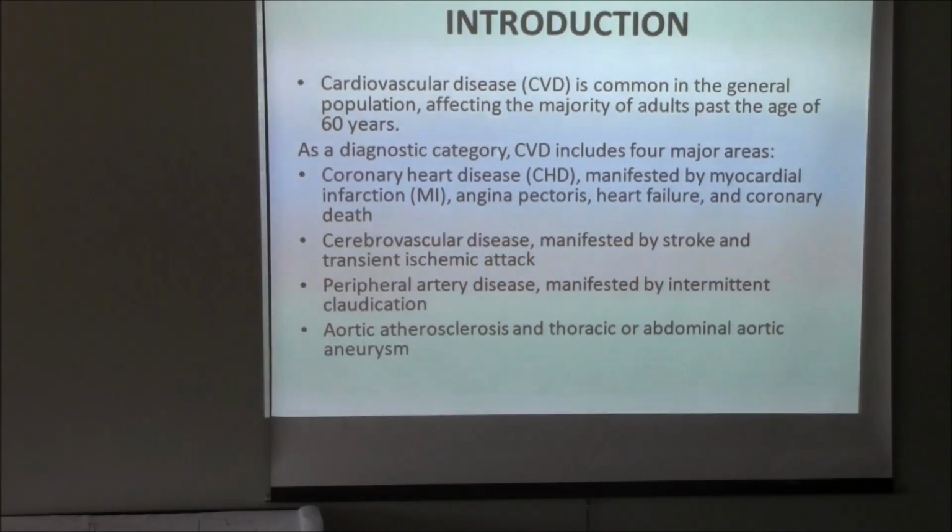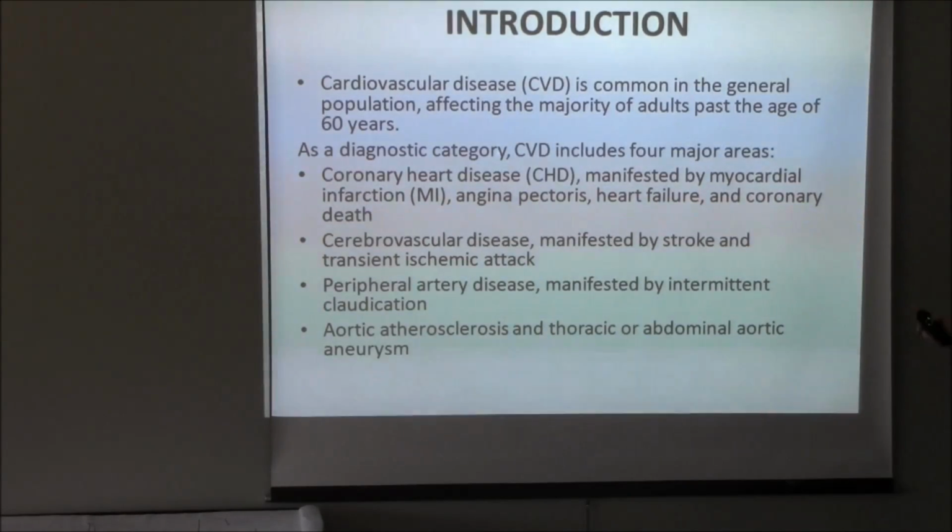Coronary heart disease, and it can manifest or come about in the way of having a heart attack, having angina, which is heart pain, people call it, heart failure, and coronary death. Cardiovascular disease can be manifested by a stroke or a transient ischemic attack. A transient ischemic attack looks like a stroke, but it comes and it goes. And it's usually a warning sign of an impending stroke in the near future.